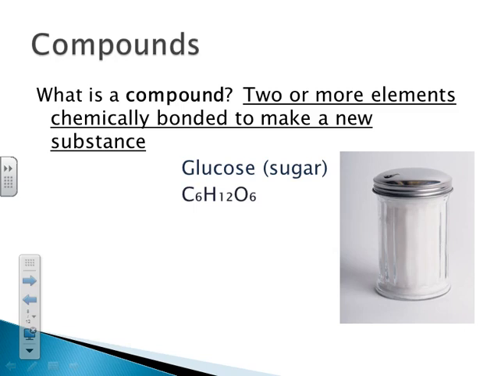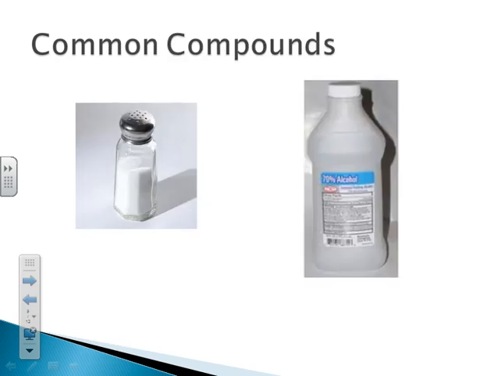The chemical formula for glucose is C6H12O6. The chemical formula for H2O is what? For water is what? Okay. The chemical formula for salt, does anybody know what that is? I wrote it up there. NaCl. Okay, sodium chloride. So here are some common compounds.